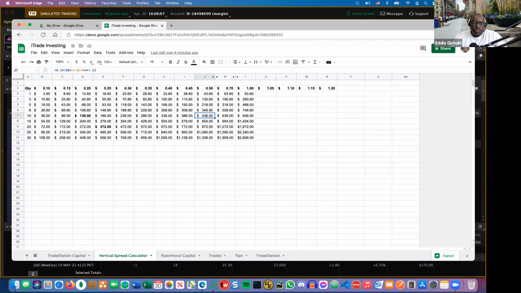The sweet spot that I have found is that I usually trade around 10 contracts, and I try to go for a minimum, very minimum, of 50 cents. I try to go for a minimum of 50 cents after selling it, after buying it from the market. I don't usually let my verticals expire, right?